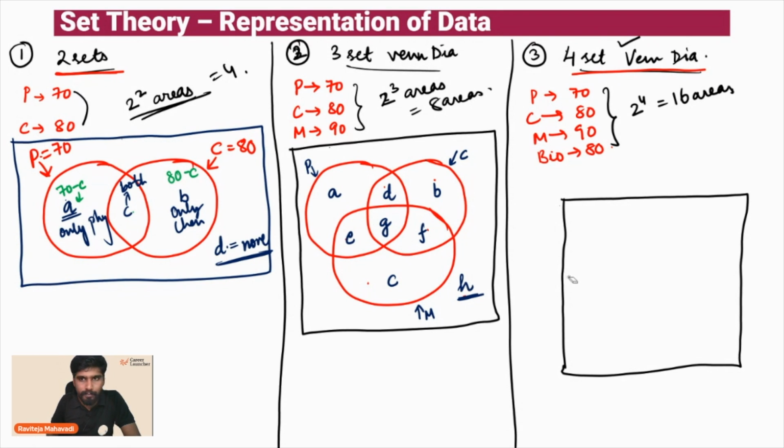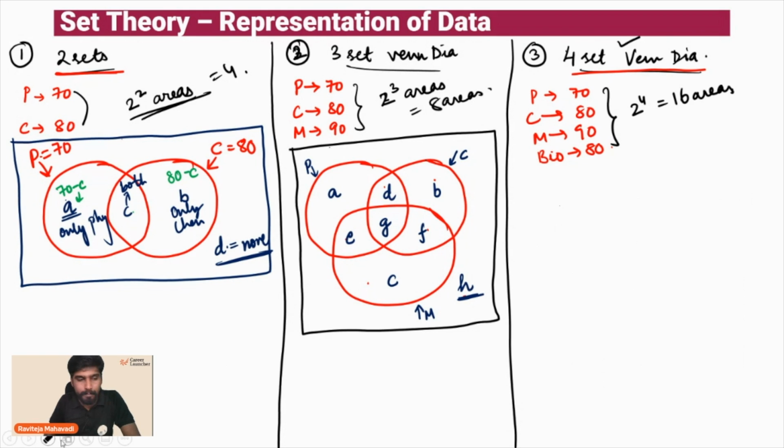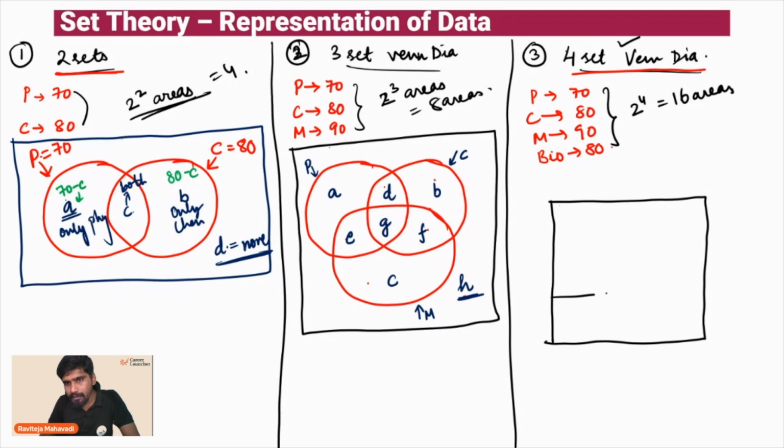Let me do it a little better. First of all, draw a 3 by 3 matrix like this. So this is a square. इसमें 3 by 3 के छोटे छोटे squares. So these are 9 areas clearly, right?